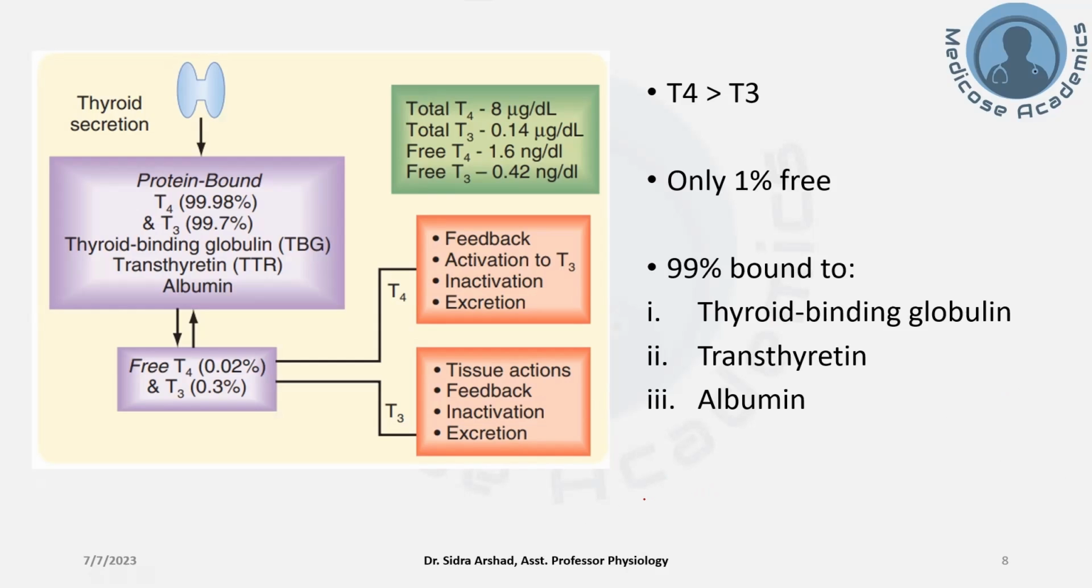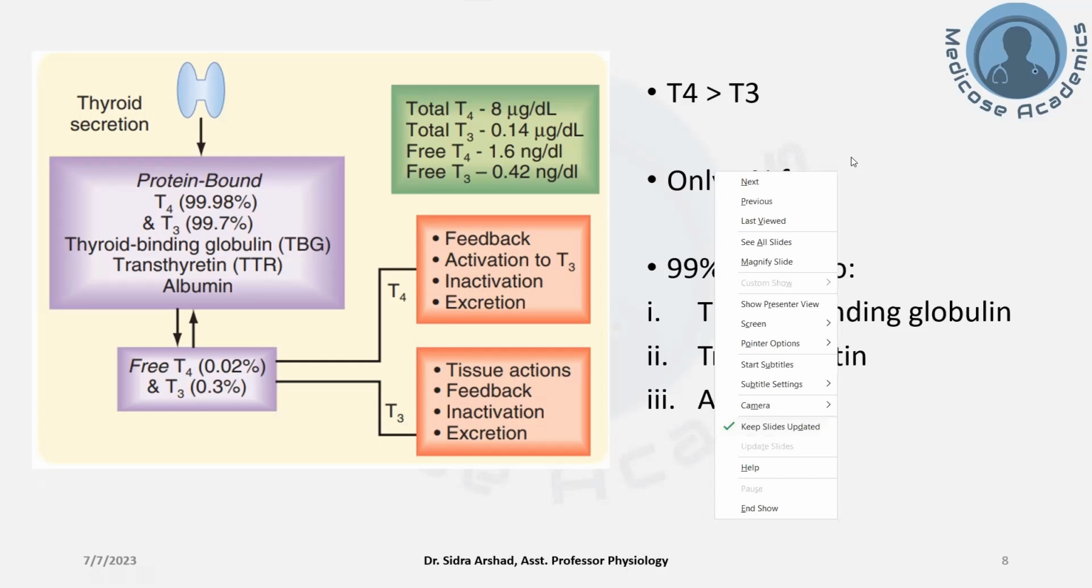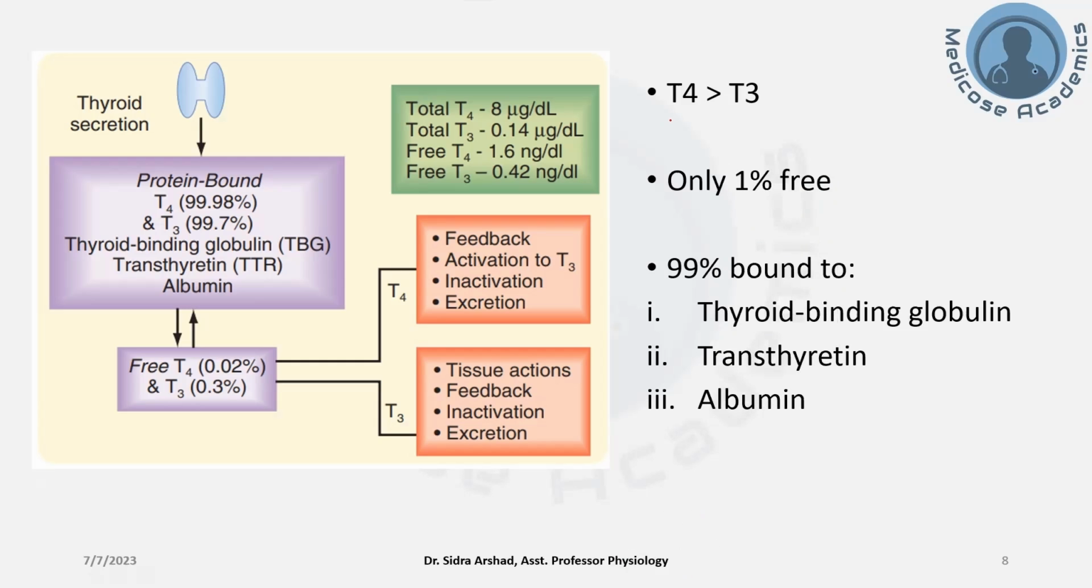the proteins. The hormones which are going to bring about the physiological actions are going to be the free hormones, because only the free hormones can bind with the receptors. However, there is a circulating pool of these hormones, and this circulating pool is established by the proteins which help trap these hormones. So T4 and T3 are bound to the proteins.